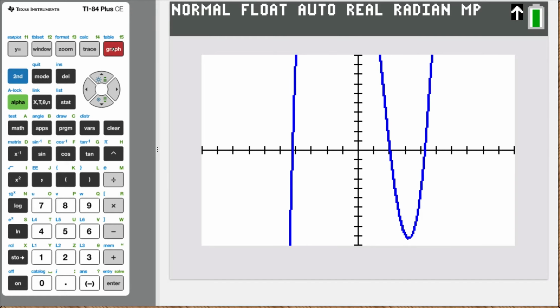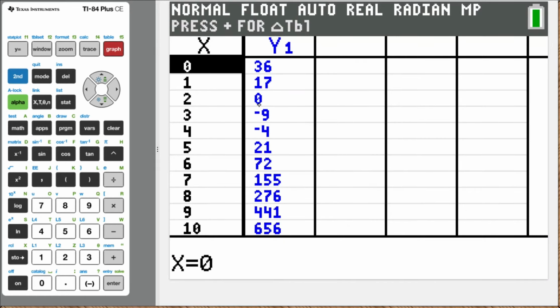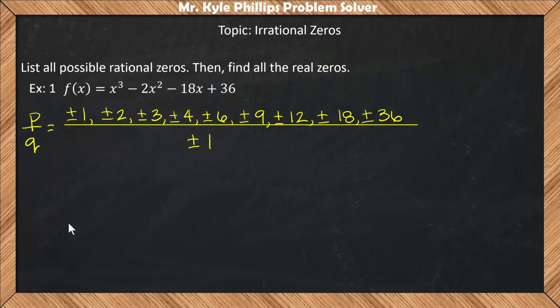So let's see, if I hit second and graph, that brings me up to my table. And I can see right here at 2, I have a y value of 0. That means 2 is going to be a root. If I come back to my problem, and I know 2 is a root, then I could use synthetic substitution to figure out the remaining factors. I'll need to use the coefficients from this polynomial: 1, negative 2, negative 18, and positive 36.